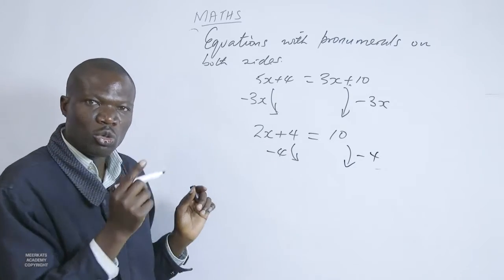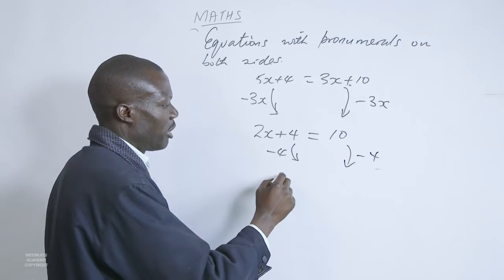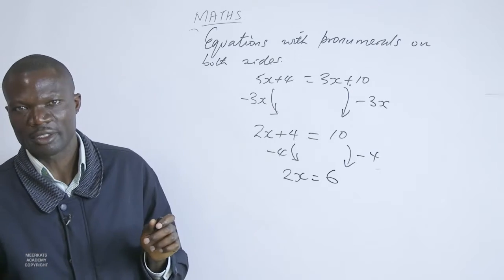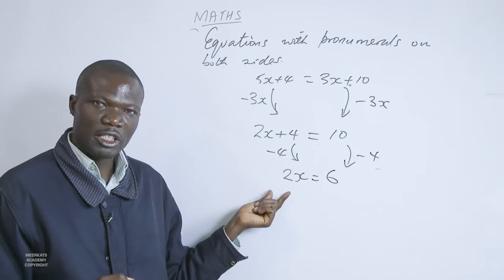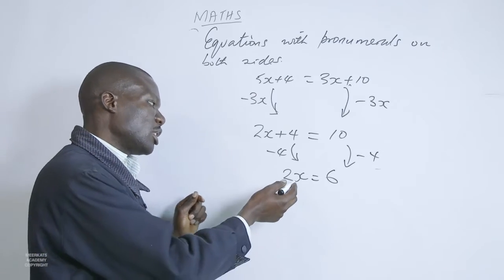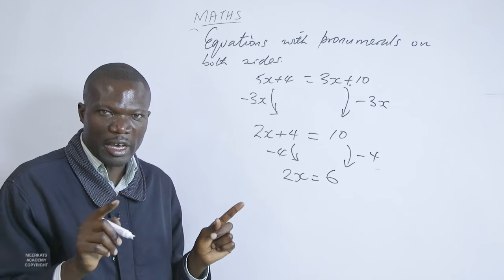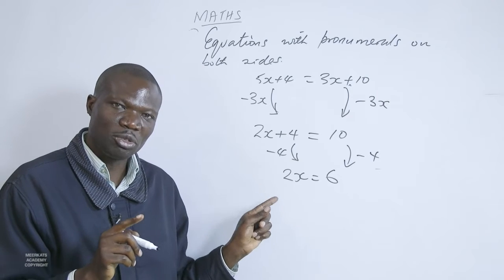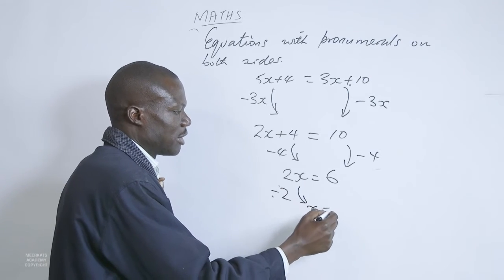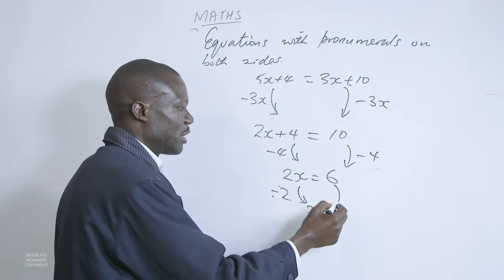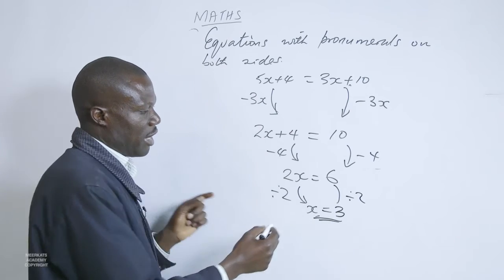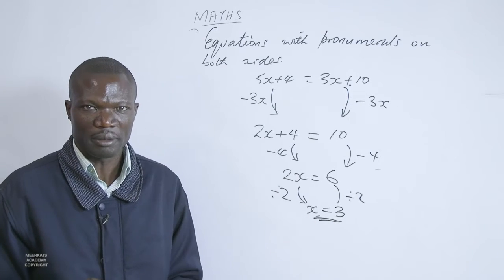Then we shall have 2x plus 4 minus 4. We remain with 2x. And then 10 minus 4 is 6. For 2x equals 6, we need the value of x. So this is a product of 2 and x. x times 2 is 2x. So we shall divide by 2 so that we remain with x alone. And on the other side, divide by 2, we find that the value of x is equal to 3.